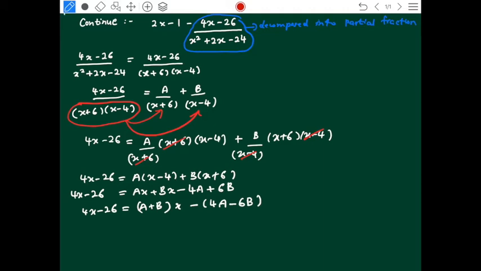You can pick either method, method 1 or method 2, like we discussed previously, to solve for A and B.